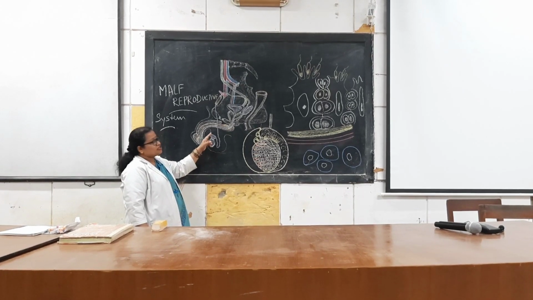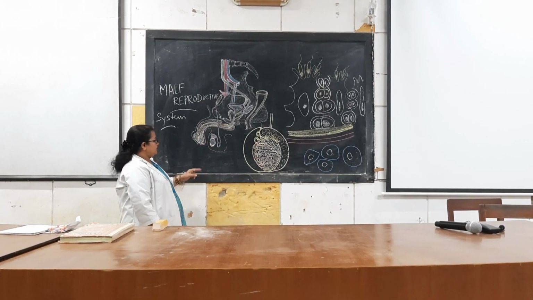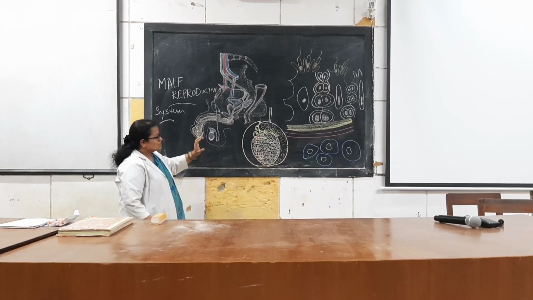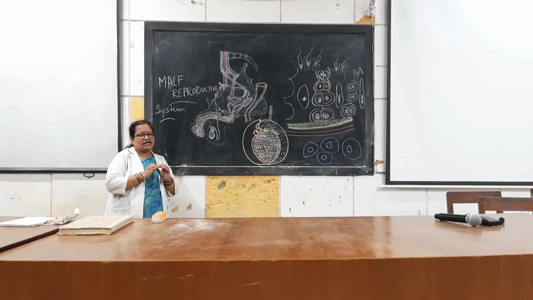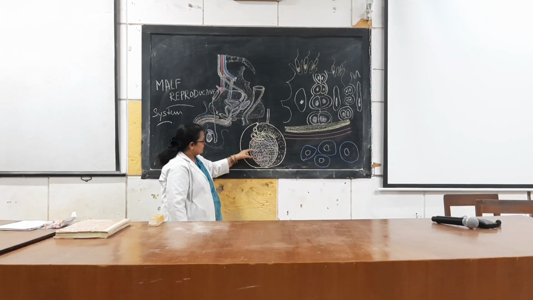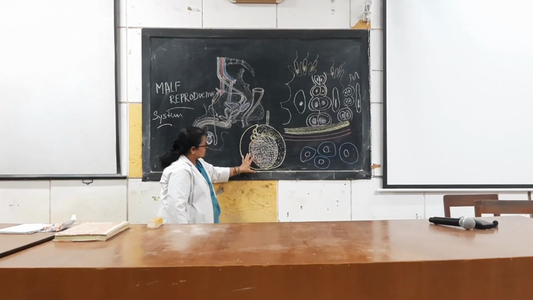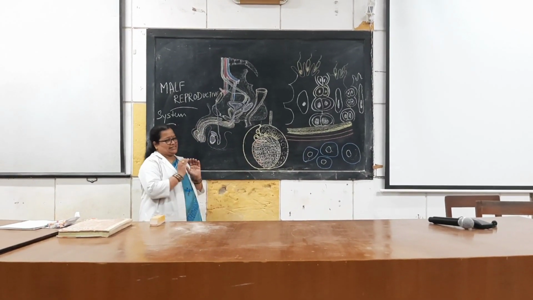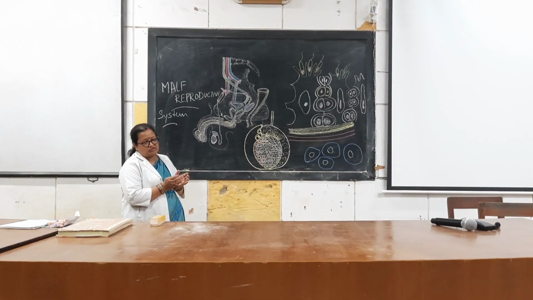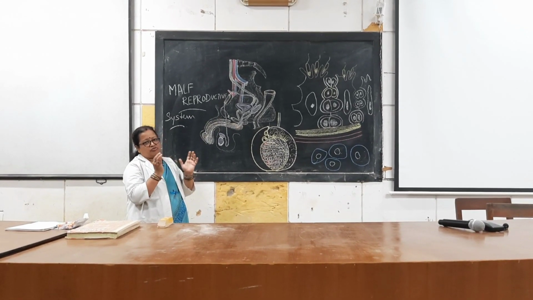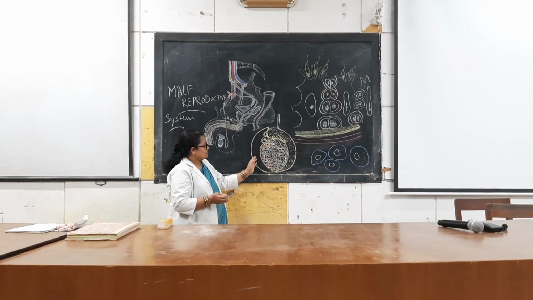Coming to the genital duct system, the testis is covered by tunicae, from inside out. First is the tunica vasculosa, the reddish pinkish layer. This is the cross section of the testis. The pinkish portion which is intimately adherent to the testis is the tunica vasculosa. Then comes the tunica albuginea. Then outermost is the tunica vaginalis.